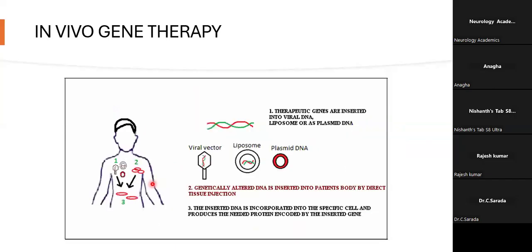Whereas in the case of in vivo gene therapy, the genetically altered DNA is inserted into the patient's body by direct injection. Here the inserted DNA or RNA is incorporated into the specific cell and produces the needed protein encoded by the inserted gene.